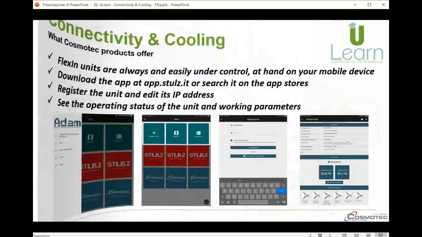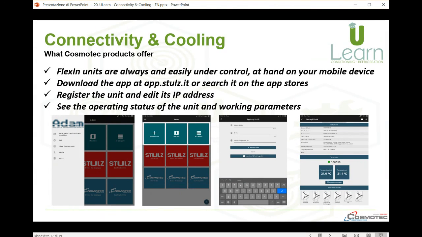We can see that. So by the app, you can have the Flexin unit under control by mobile device. Easily, it is only necessary to download the app, register the unit, and edit its IP address. You are able to see the status of the unit and working parameters. Here in detail, on the main page, you can see the parameters, alarms, and the parameters that you can change. You can change the set point and alarm value.